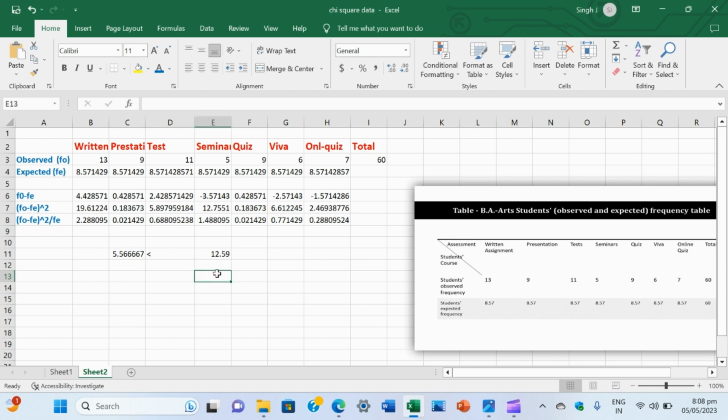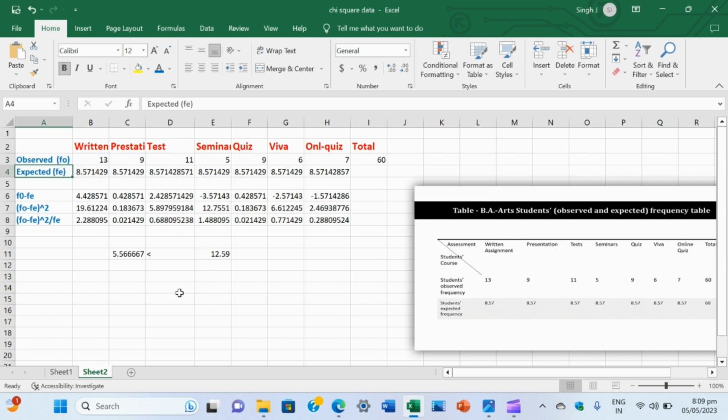For this, first we write the observed frequency, which has been written in the third row, that is 13, 9, 11, 5, 9, 6, and 7. And we calculate the expected frequency as it has been described, and the expected frequency in the fourth row is 8.57 for all, because this depends on the assumption of equal probability, equal proportion. So 8.57 is the same value for all the categories, which is the expected frequency.